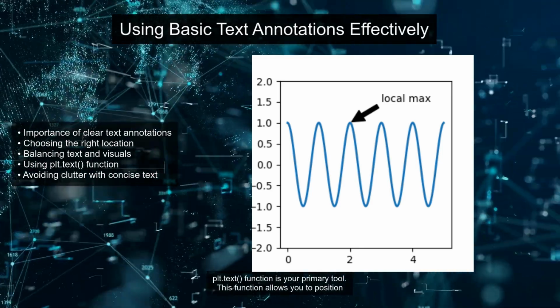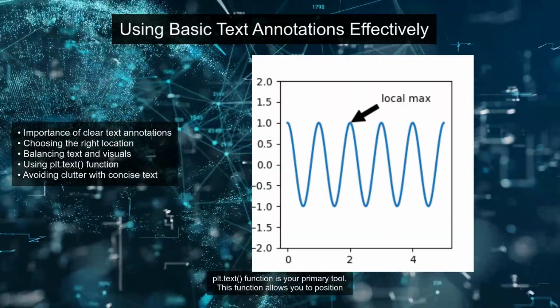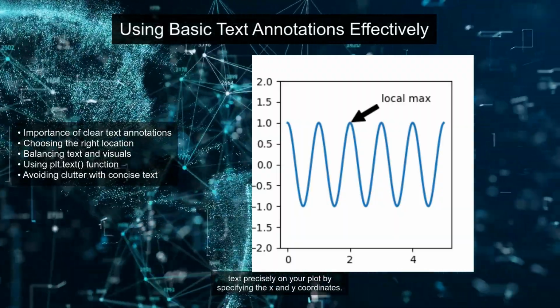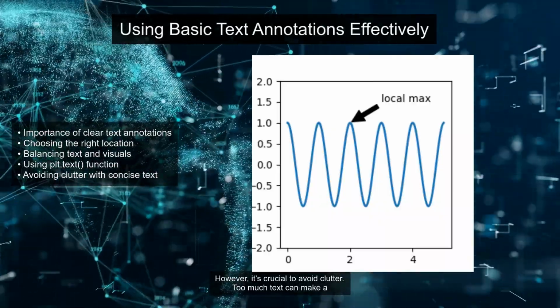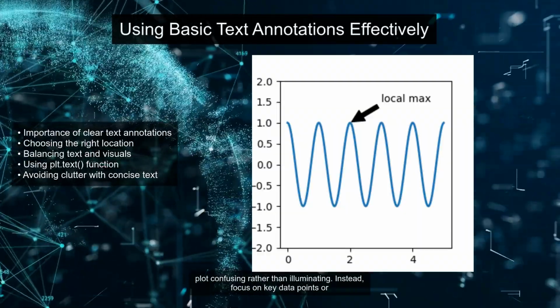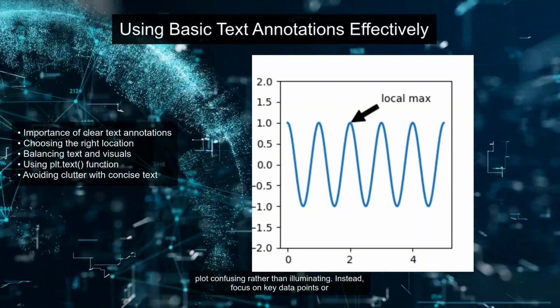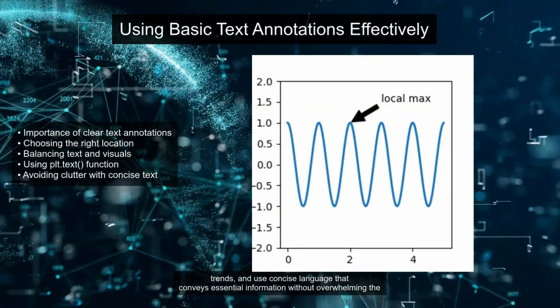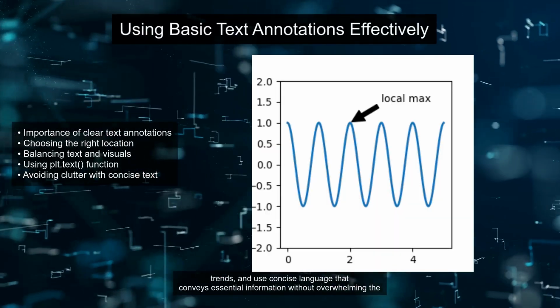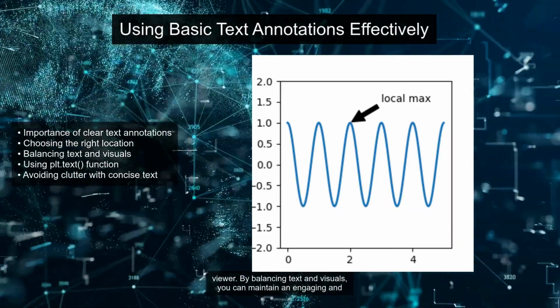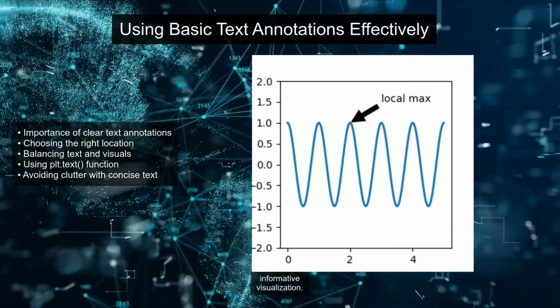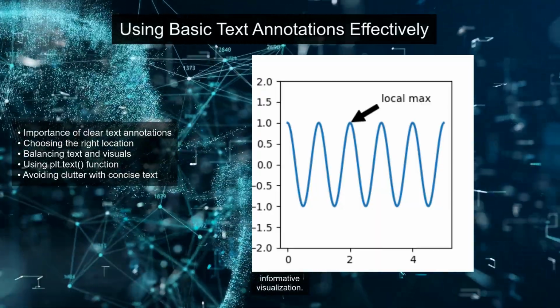In Matplotlib, the plt.text function is your primary tool. This function allows you to position text precisely on your plot by specifying the x and y coordinates. However, it's crucial to avoid clutter. Too much text can make a plot confusing rather than illuminating. Instead, focus on key data points or trends, and use concise language that conveys essential information without overwhelming the viewer. By balancing text and visuals, you can maintain an engaging and informative visualization.